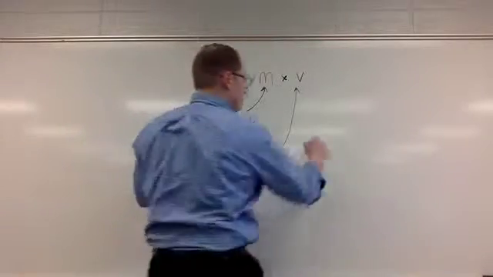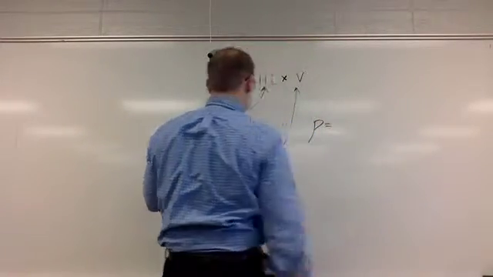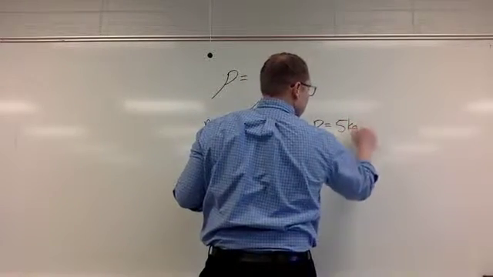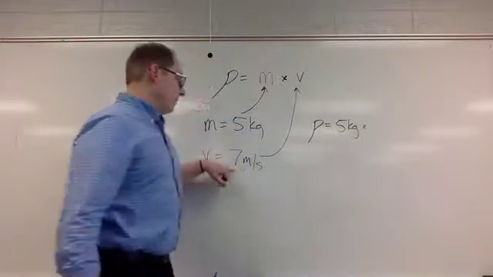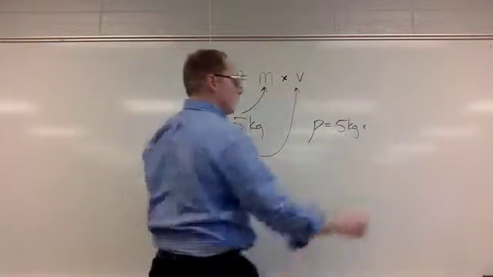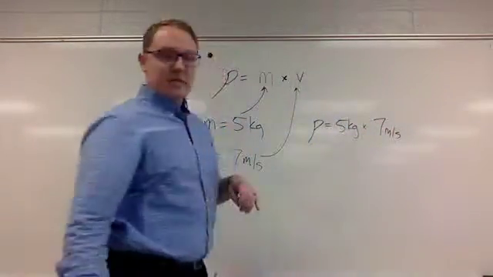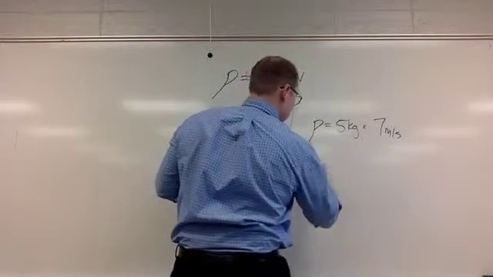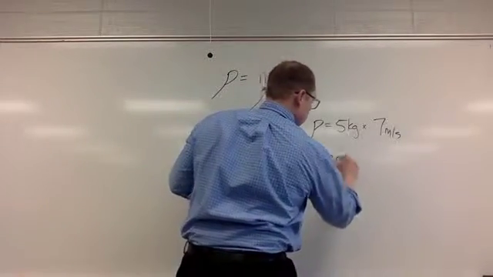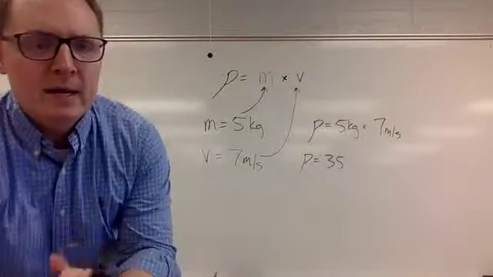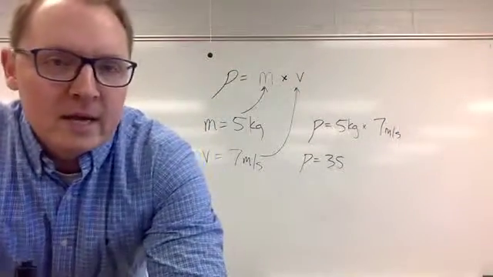So to solve for momentum, we plug and chug. Okay? No mystery to it. We have a 5 kilogram bowling ball, and it needs to be multiplied by its velocity of 7 meters per second. And so when we multiply those together, we get a momentum of 35, right?